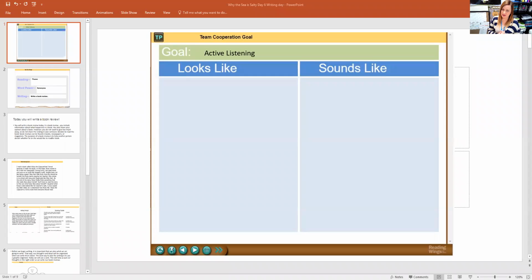Okay, we are looking at Why the Sea is Salty, Day 6, our writing day. Let me share my screen here. Okay, so we're going to start by looking at our team cooperation goal.